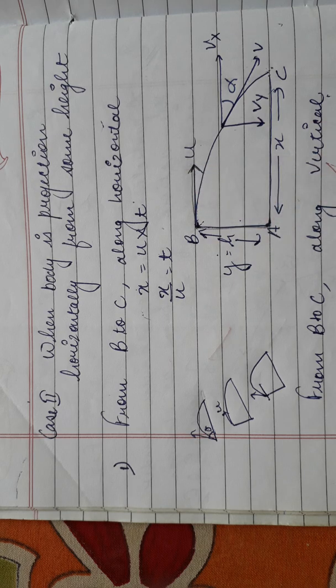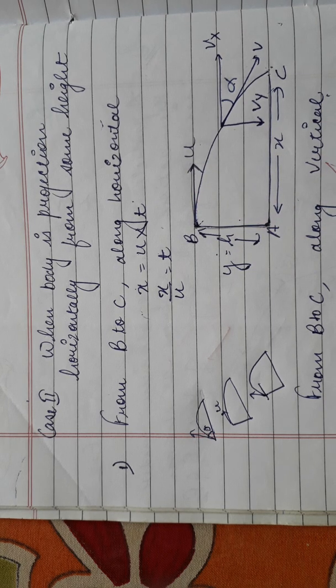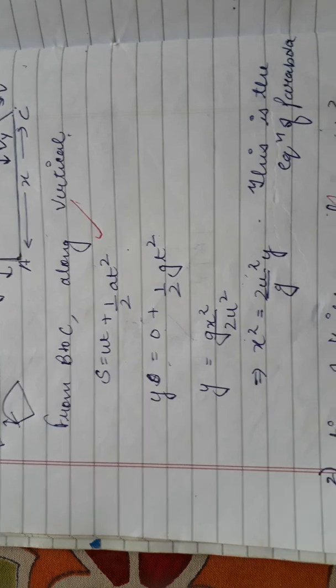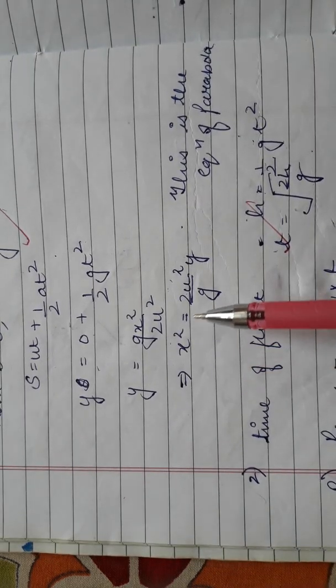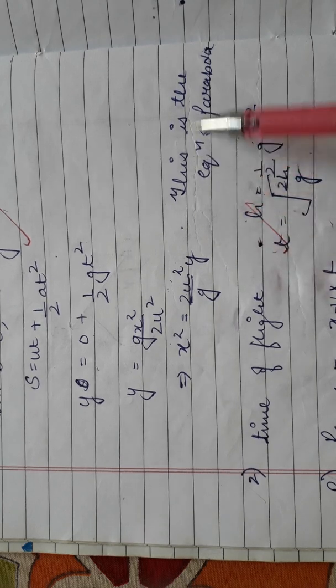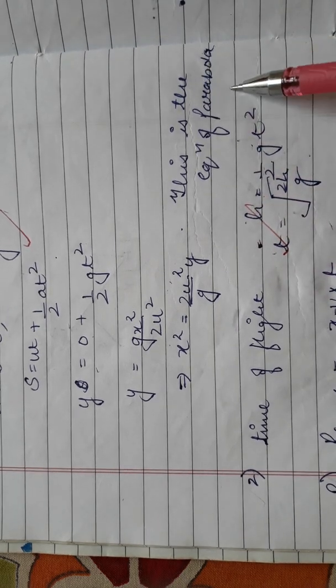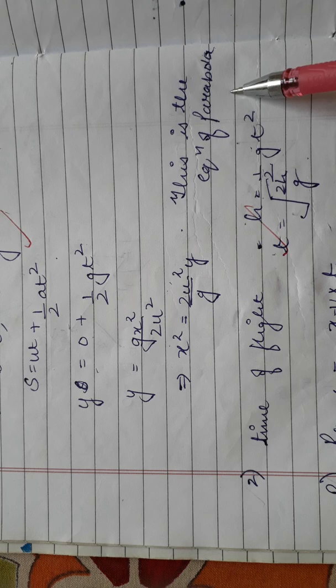accelerated motion only. So from B to C along vertical, if I am using S is equal to ut plus half at square, then we get this x square is equal to 2u square by gy. So this is the equation of parabola. So again it is proved that path of projectile is parabola.